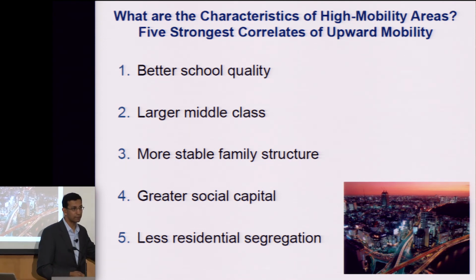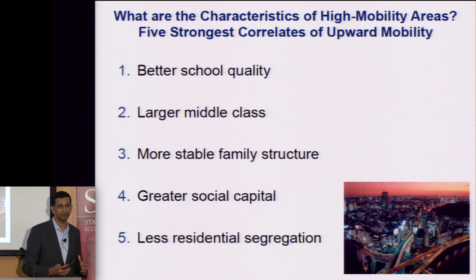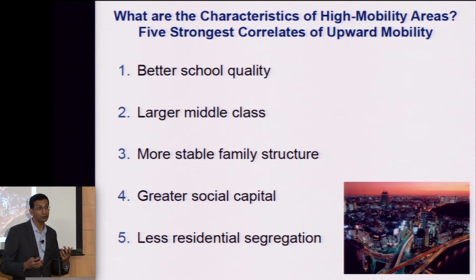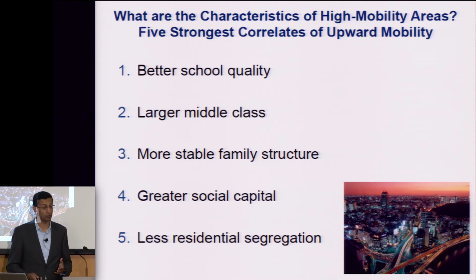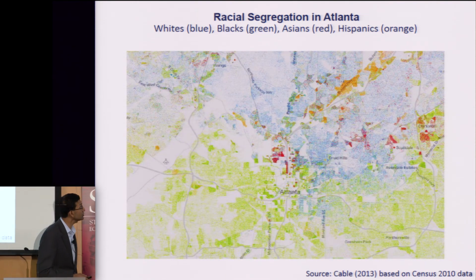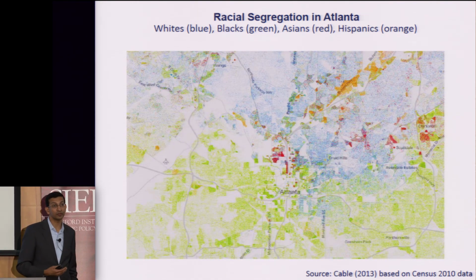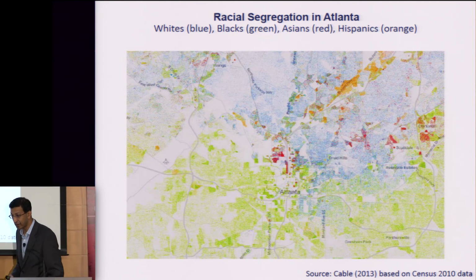And segregation in particular is something in the context of housing policy that we might be able to have an effect on. So just to show you how stark the patterns are in terms of segregation and how it's associated with upward mobility, let me show you a couple of examples. So this chart here gives you a visual depiction of racial segregation in the Atlanta metro area.